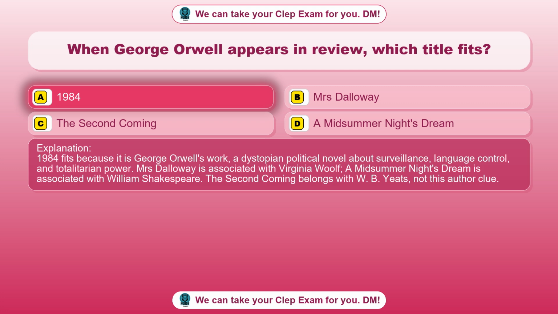1984 fits because it is George Orwell's work, a dystopian political novel about surveillance, language control and totalitarian power. Mrs. Dalloway is associated with Virginia Woolf, A Midsummer Night's Dream is associated with William Shakespeare. The Second Coming belongs with W.B. Yeats, not this author clue.